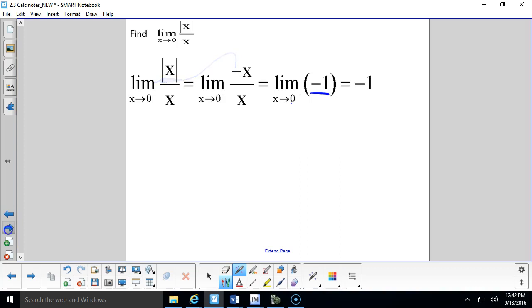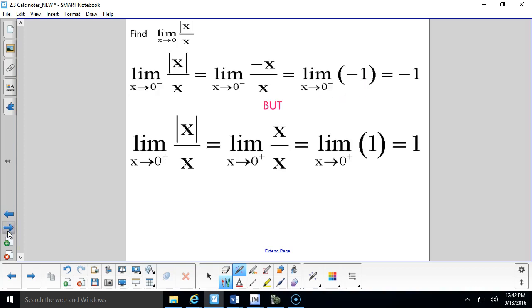So the limit as x approaches 0 is negative 1. That's from the left. Now, that's from the right. As I come to 0 from the right, this absolute value is just the positive version of that, and x divided by x becomes 1. And as x approaches 0, 1 gets closer and closer to, well, it's already there, 1.